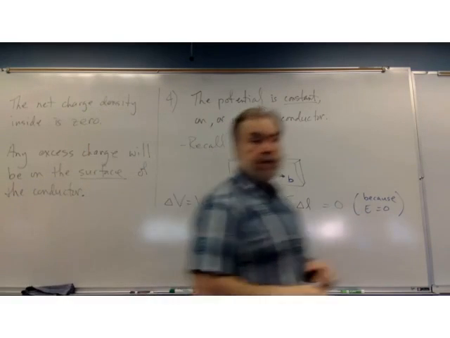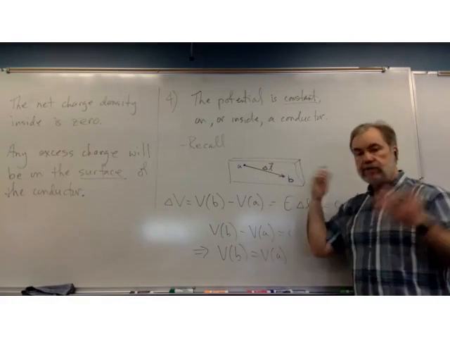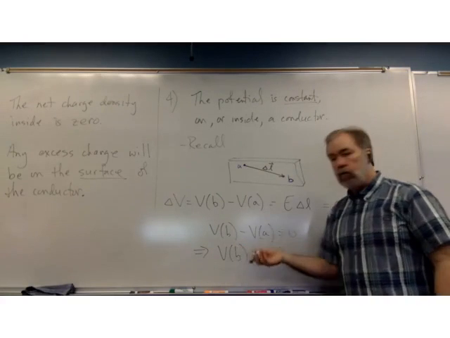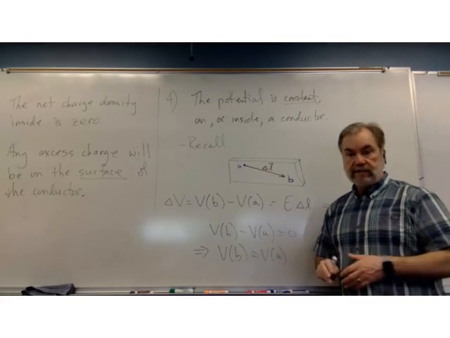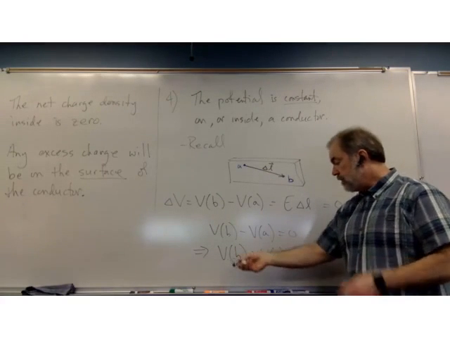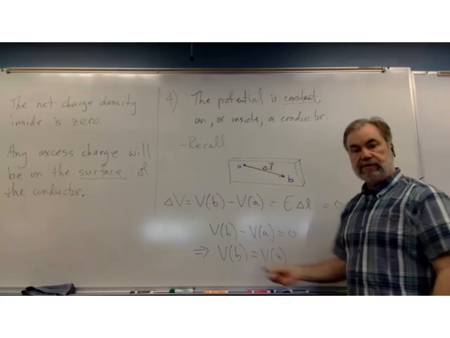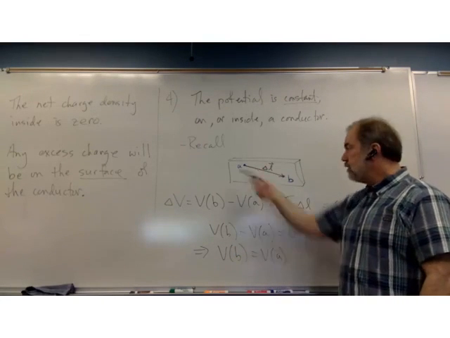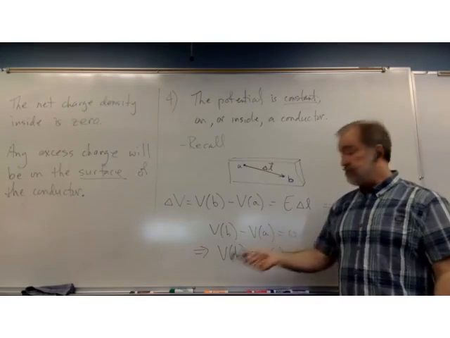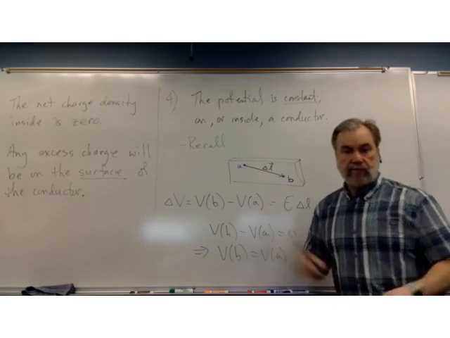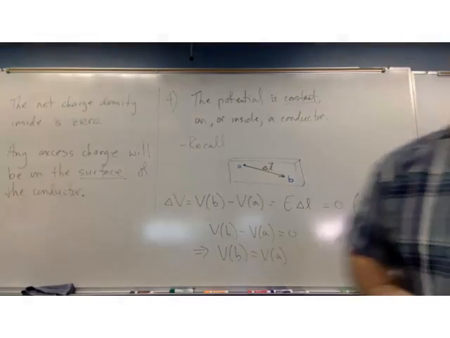But points A and B are arbitrary. I just chose them randomly. So this argument holds true for any 2 points inside the conductor. What this says is the potential at this arbitrary point is the same as the potential at this arbitrary point. So for any 2 points, the potential has to be equal, and that's what I was arguing.